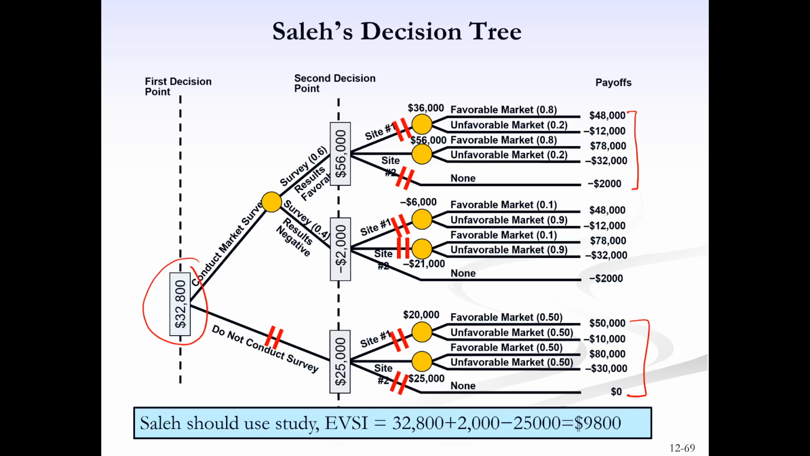and this is the expected value with survey information, and this is the expected value without survey, and then expected value of survey information is the expected value with survey information, which is 32,800 plus the cost of survey minus the expected value without survey, and this is the expected value of survey information.